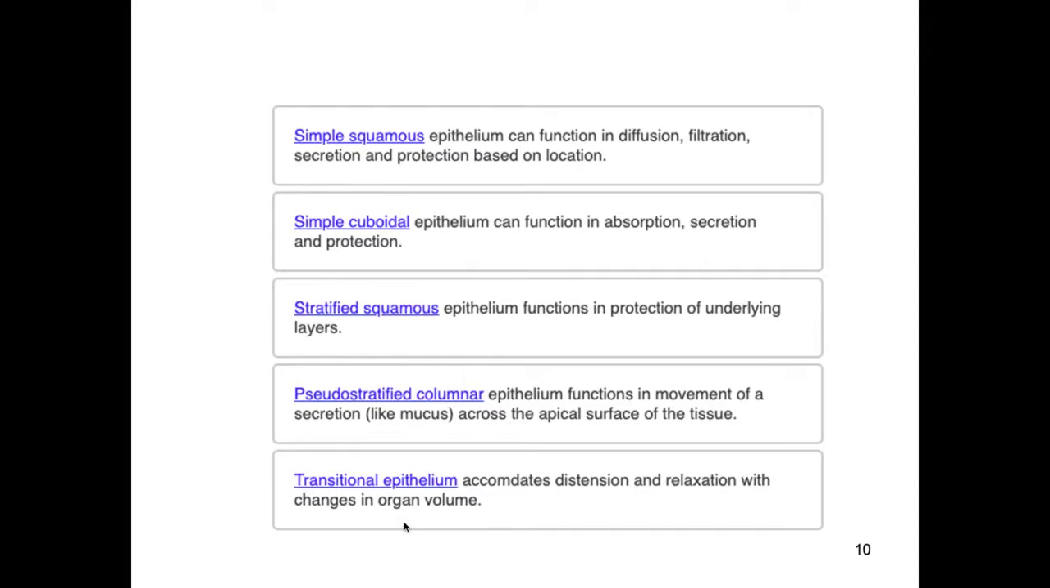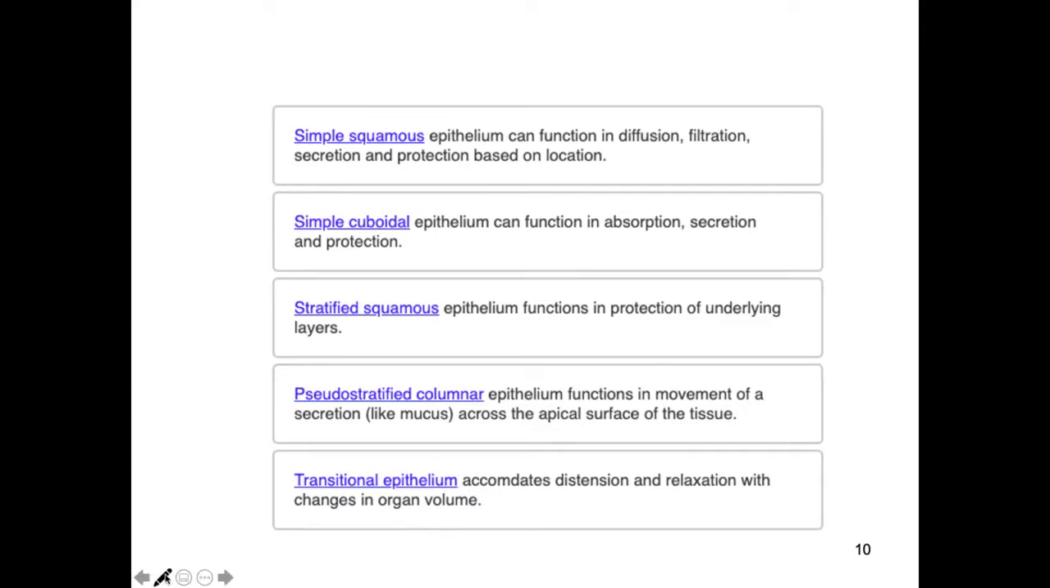Now, stratified squamous, this epithelium functions in the protection of underlying layers. So stratified squamous, I'm thinking of the epidermis, that top layer of the skin, especially the top layer called the stratum corneum. The pseudostratified columnar epithelium functions in the movement of secretions, like mucus, across the top surface of the tissues.